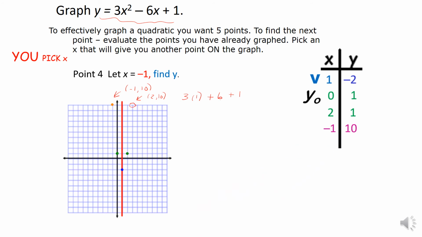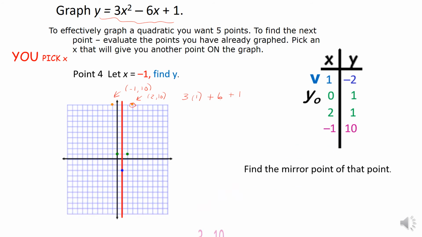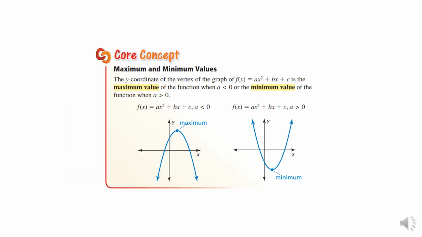So there's the first point. And now we're going to find the mirror point, which we just did. And so now we have graphed 5 points. And it's really difficult for me to show you how to put them together, but the main thing is make it smooth, do not make it pointy. Okay? All right, so now we're going to talk a little bit about maximum and minimum values.